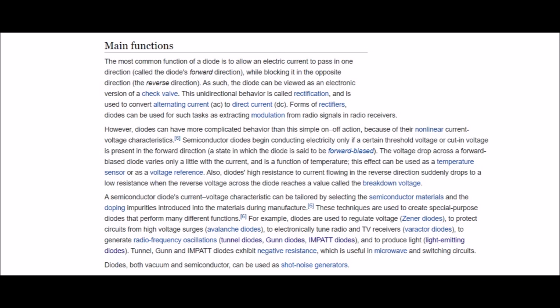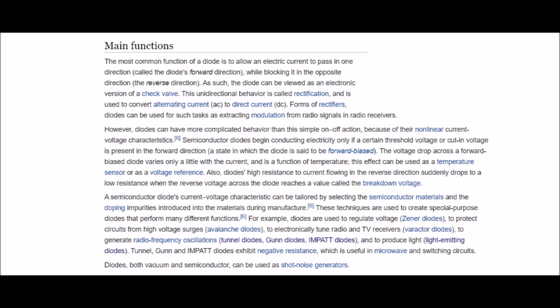However, diodes can have more complicated behavior than this simple on-off action because of their nonlinear current-voltage characteristics. Semiconductor diodes begin conducting electricity only if a certain threshold voltage or cut-in voltage is present in the forward direction, a state in which the diode is said to be forward biased. The voltage drop across a forward-biased diode varies only a little with the current and is a function of temperature. This effect can be used as a temperature sensor or as a voltage reference.